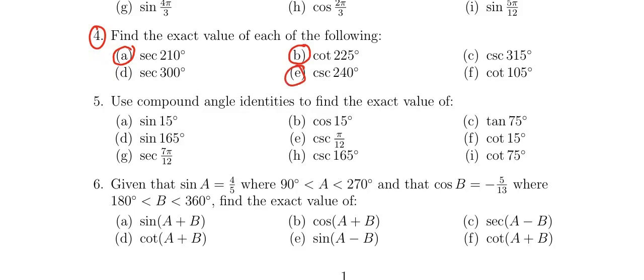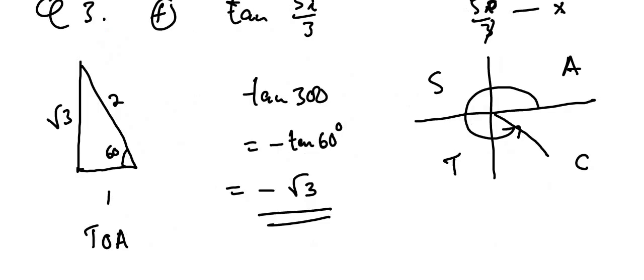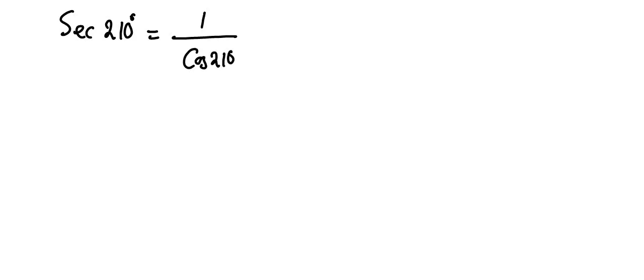So the first one is sec 210, the exact value, right? First and foremost, you know what sec means. We're saying sec 210 degrees. Sec is the same as 1 over what? Cos 210, right? Sec theta is equal to 1 over cos theta. So now we're just interested in getting cos 210.